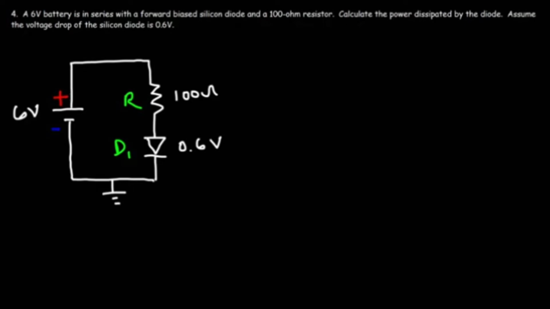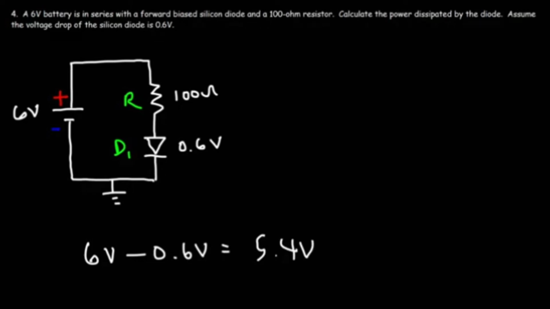In order to calculate the power dissipated by the diode, we need to know the current flowing through it. So how can we calculate the current flowing in this circuit? What we need to do is determine the current flowing through the resistor. And we can do that if we can determine the voltage across the resistor. Now what you need to understand is this. The voltage drop of the diode and the voltage drop of the resistor must equal the voltage of the battery. So to calculate the voltage drop across the resistor, it's going to be the voltage of the battery minus the voltage drop of the diode. So it's going to be 5.4 volts.